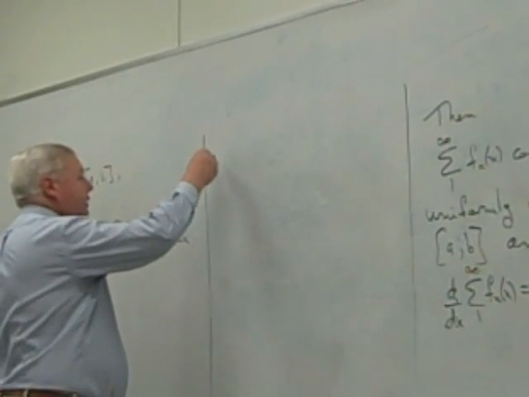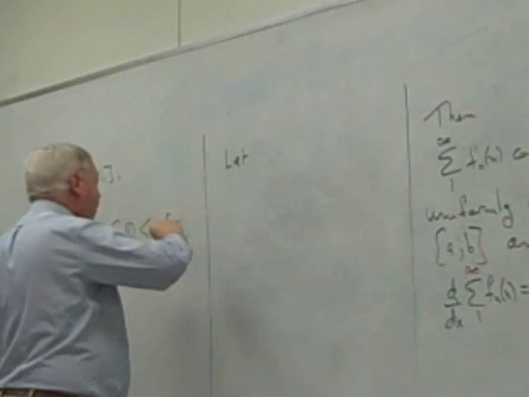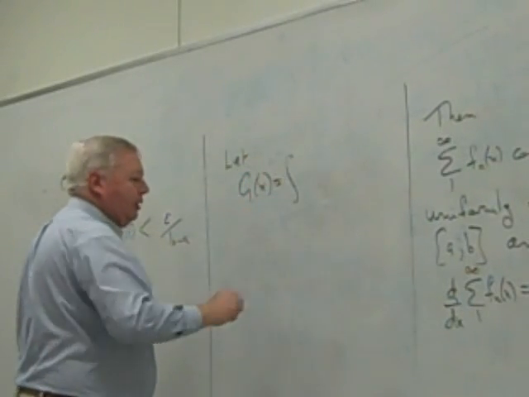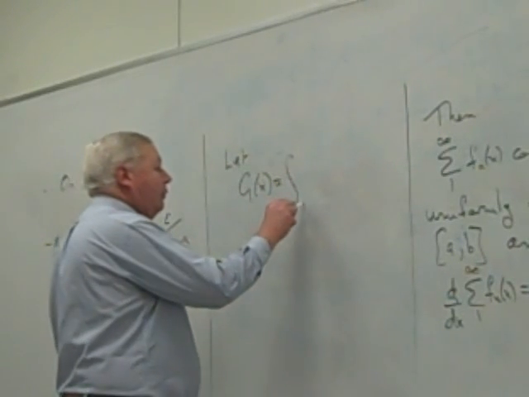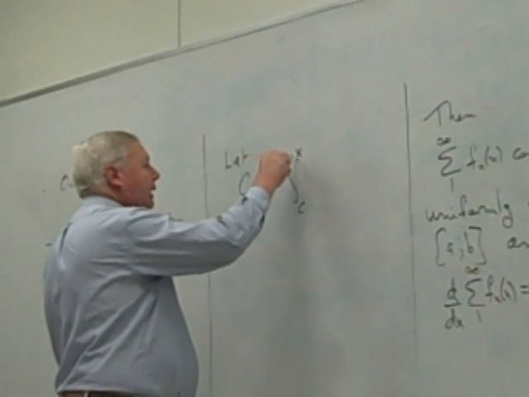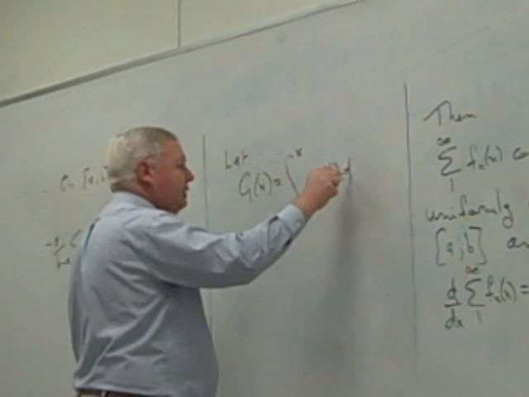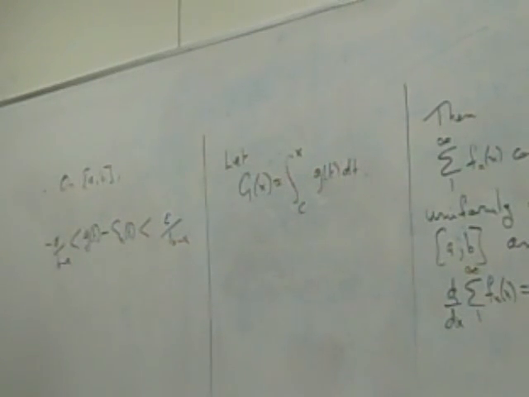So now I'm going to integrate. So let's write capital G of x. Remember, we had this one point c where the original series converged, so I'll use that for my fixed limit of integration, and I will integrate to x of little g of t dt. It's just one particular indefinite integral. Right, so let's integrate this inequality.